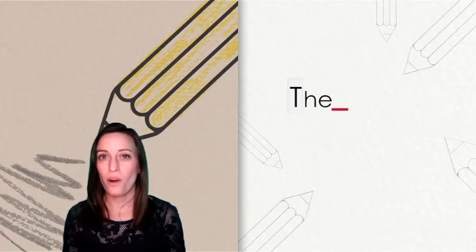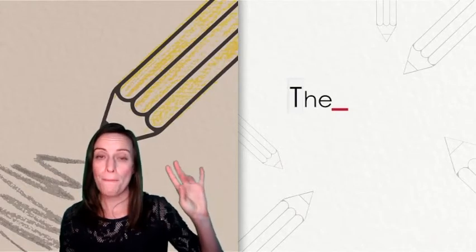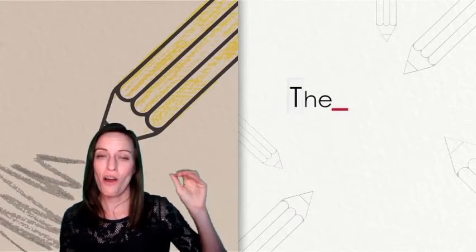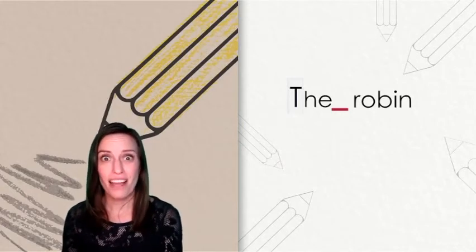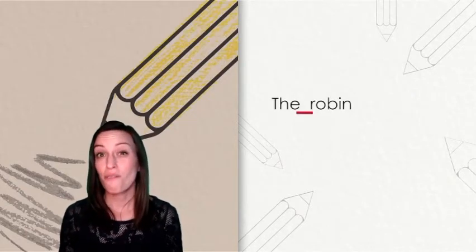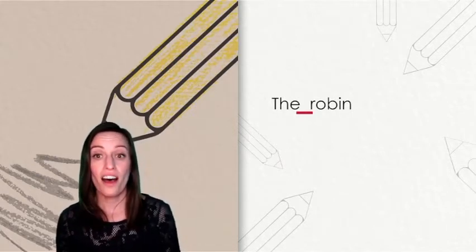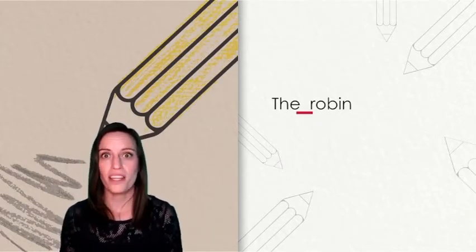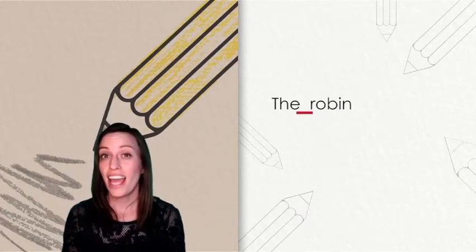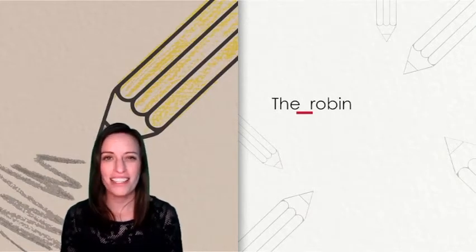Let's tap out that word robin together. R-o-b-i-n. Robin. Now take a peek. That word has 5 letters and 5 sounds. Let's go ahead and write what we have so far on your piece of paper. The robin. Start that word the with an uppercase T. Starting at the top line, pull straight down and then cross at the top line.